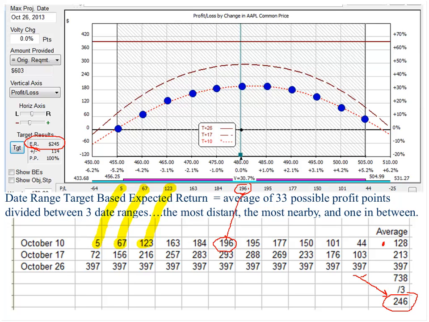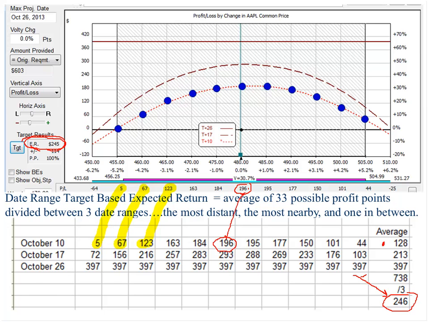Marty's saying, I thought you ran 11 by 11. No, we do it in 3 time frames: the nearest date of the box, the distant one, and one in the middle. So that's how we get expected return.